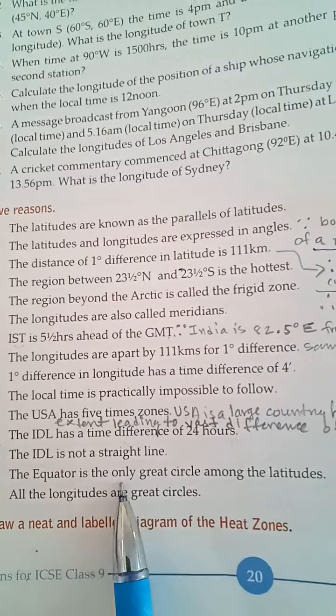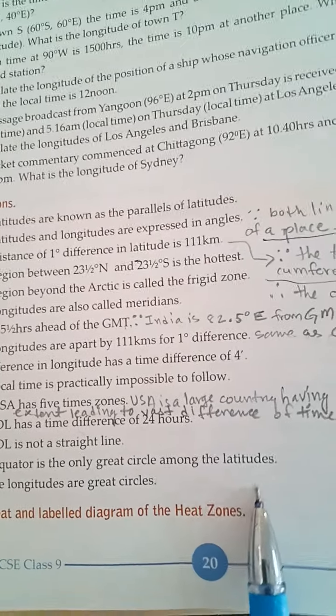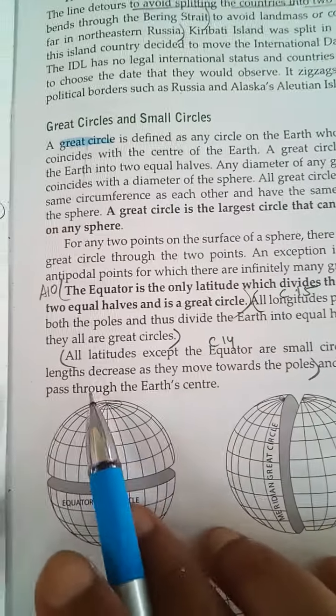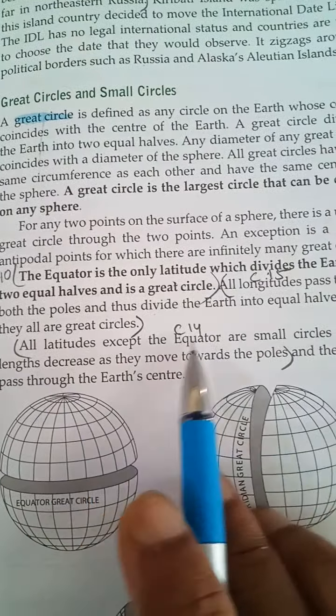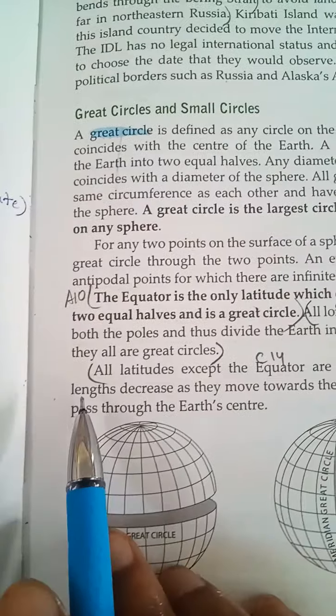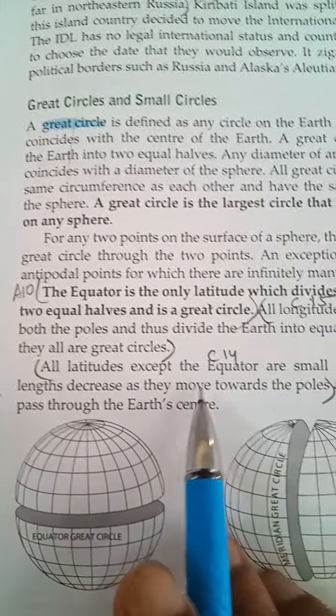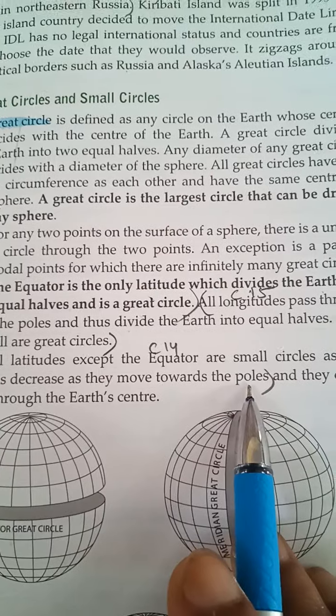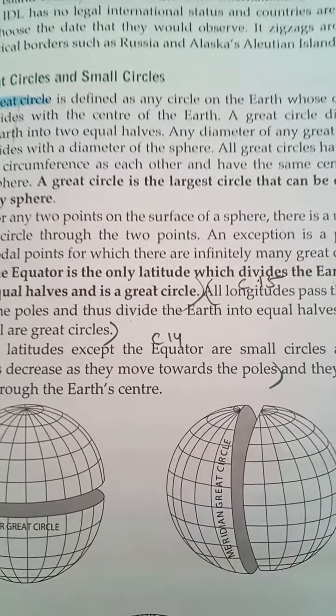The equator is the only great circle among the latitudes. The answer is found here. All latitudes except the equator are small circles as their lengths decrease as they move towards the poles. Now I shall explain to you with the help of a diagram.